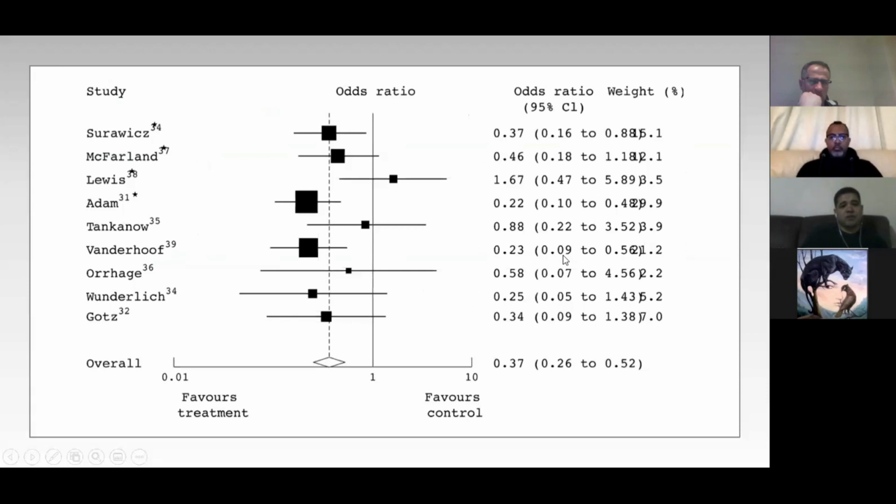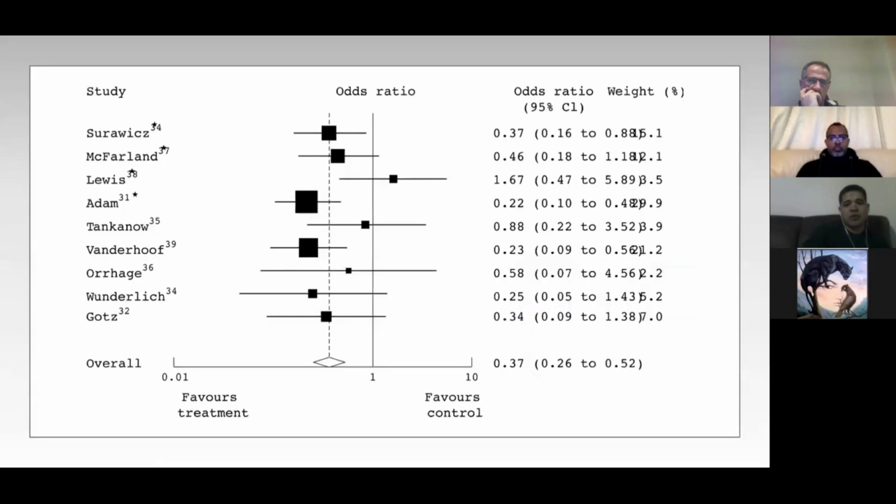And there is another forest plot. You see here, there is one study on the left. This study is in favor of the control. And you have this one here by Adam, which is a big square. That means a more weighted study. And this study here by Orage 36, you'll find how wide the confidence interval is and how small the square is. So this is a less weighted study. So that is the forest plot and how to interpret it.